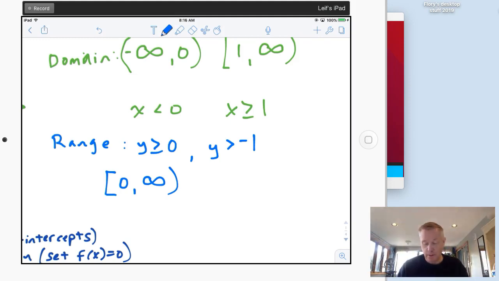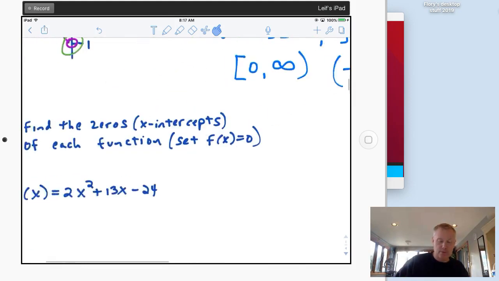If it's y is greater than -1, that means it goes from -1 to infinity. And notice how -1 is not included, so neither one of those gets the bracket. It's just parentheses, okay? All right, so that's that problem.